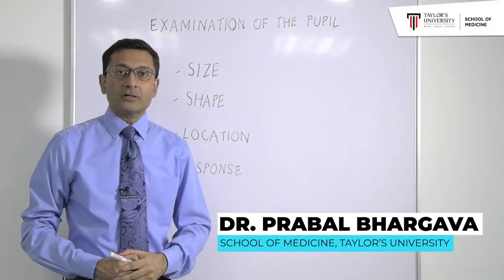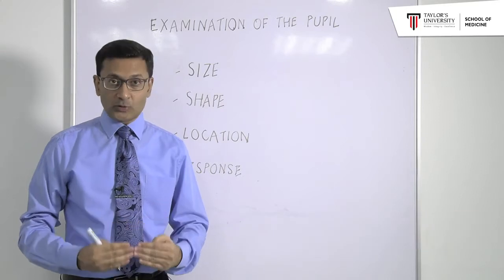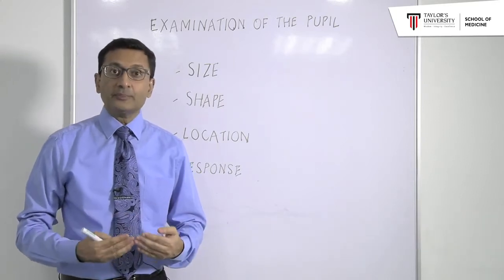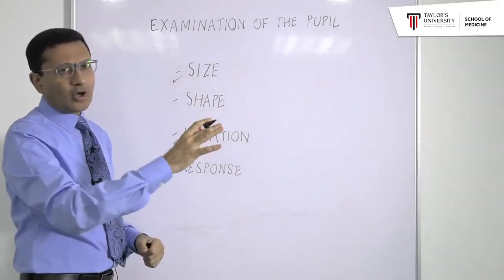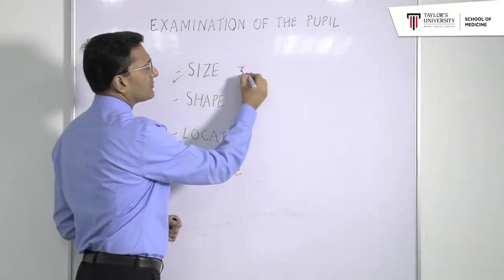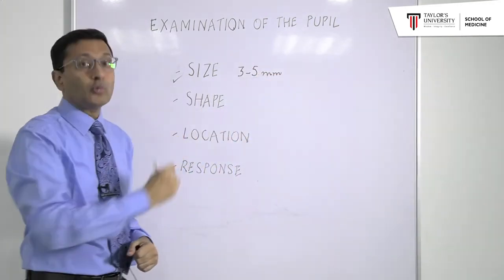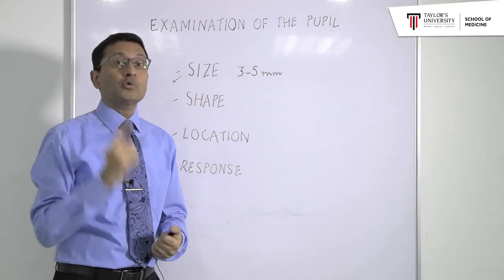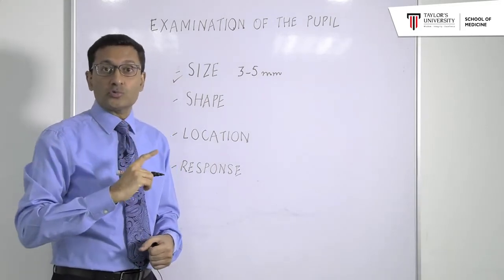Let us talk about one important aspect in ocular examination, the examination of the pupil. While examining the pupil, you need to look at the size of the pupil. Under normal illumination, it would be about 3 to 5 millimeters. The shape, which is circular or round, you compare the shape and size of the pupil and make sure they are equal on the two eyes.